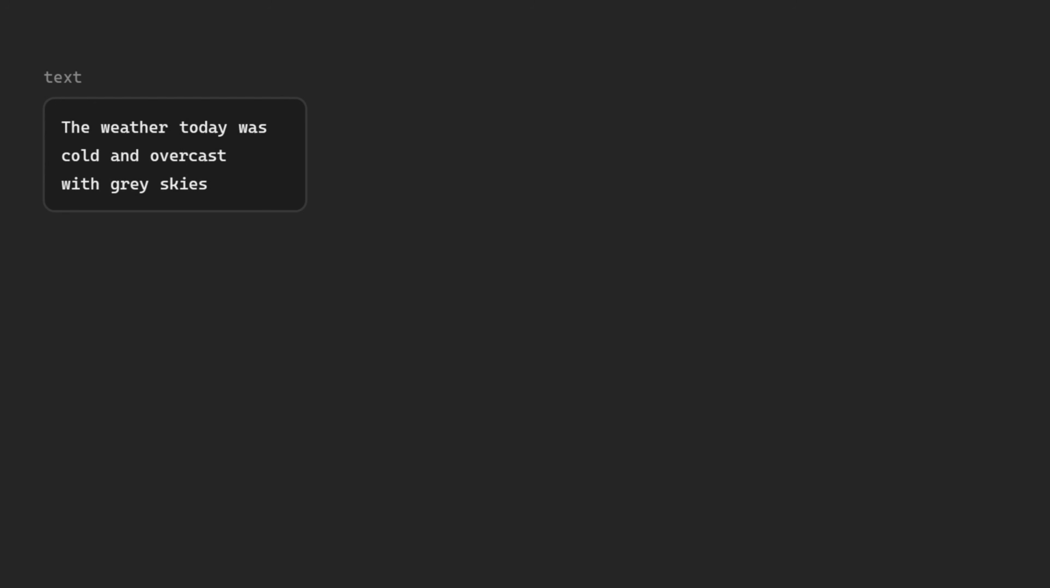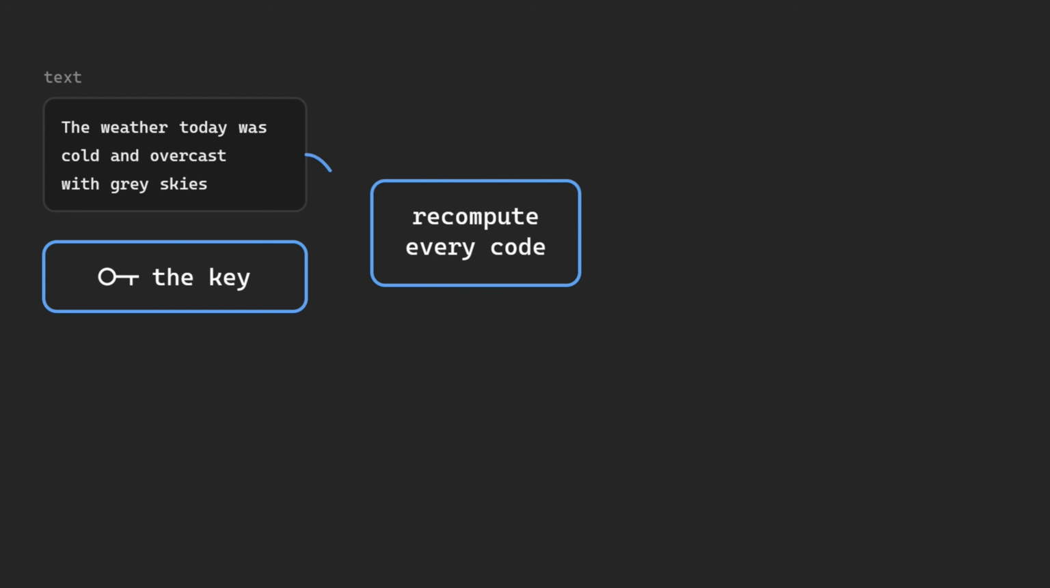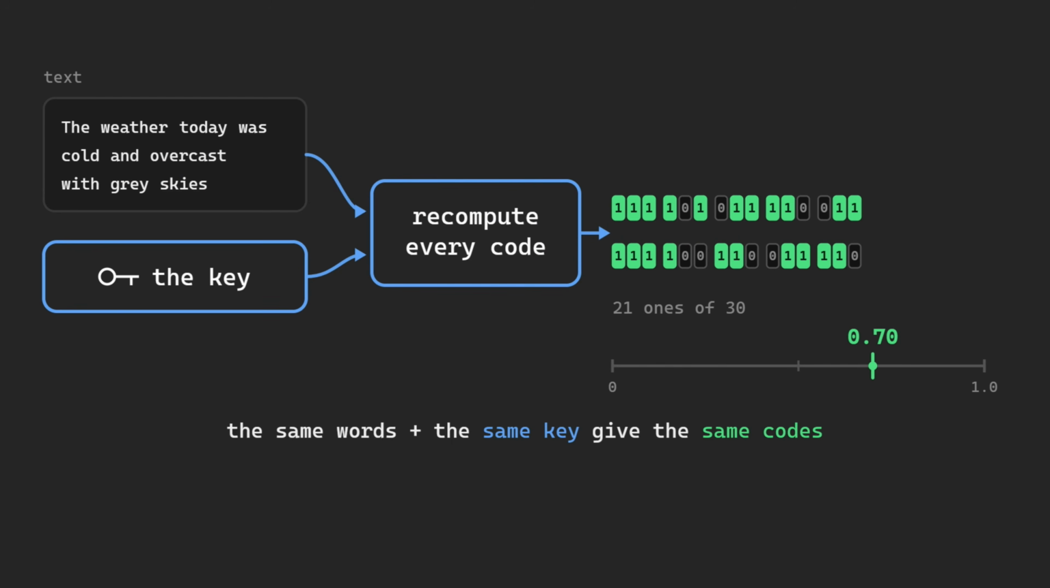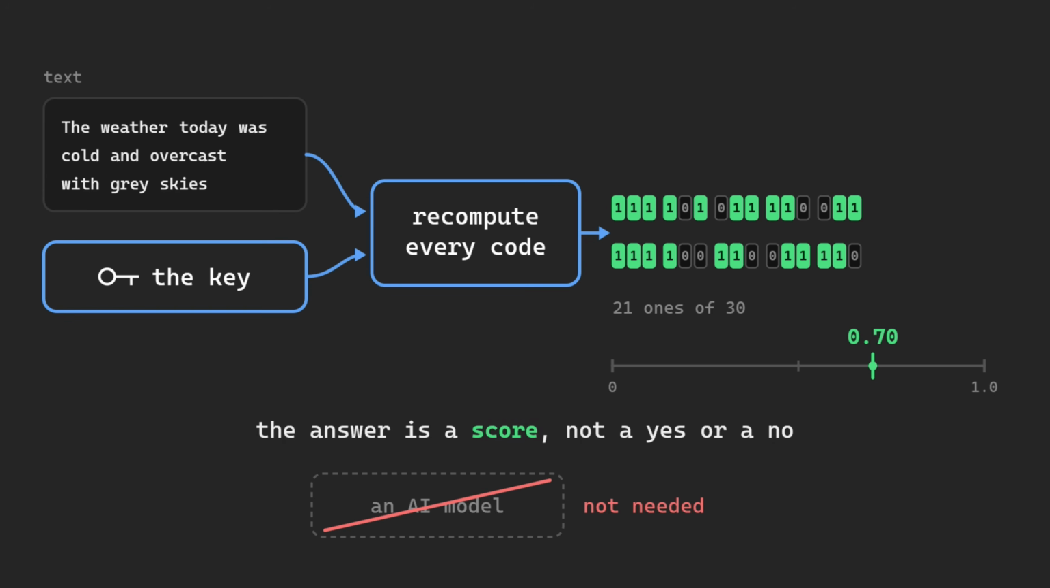Given the text and the key, we go through it word by word, recompute each code, and take the average. And because the same words plus the same key always give the same codes, we get exactly the values that were in the tournament when the text was written. So, no AI model is needed here, only the text and the key. And the answer is not a yes or no. It is a score compared against a threshold. The further above a half it sits, the stronger the evidence.